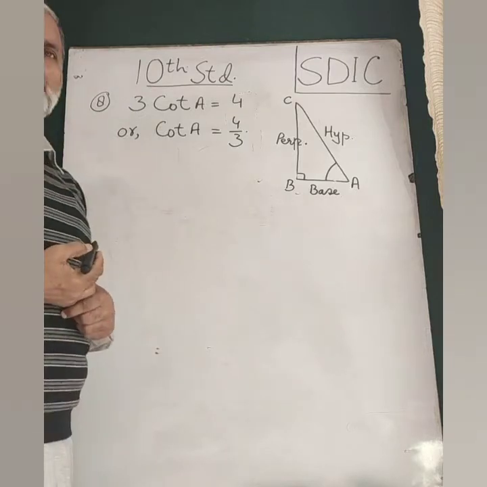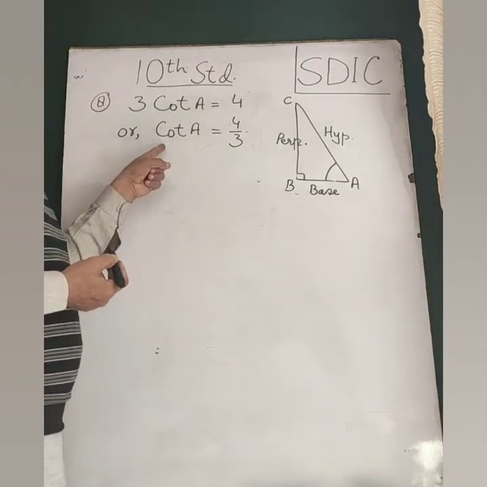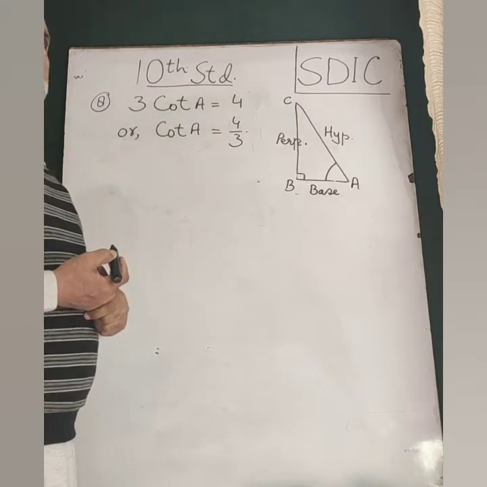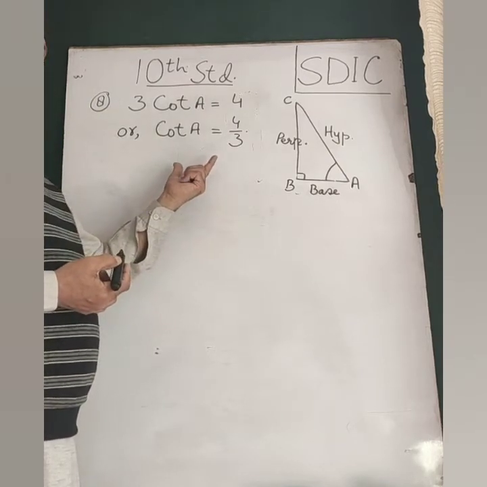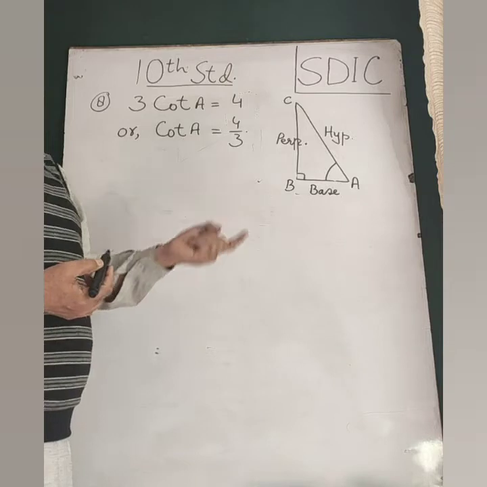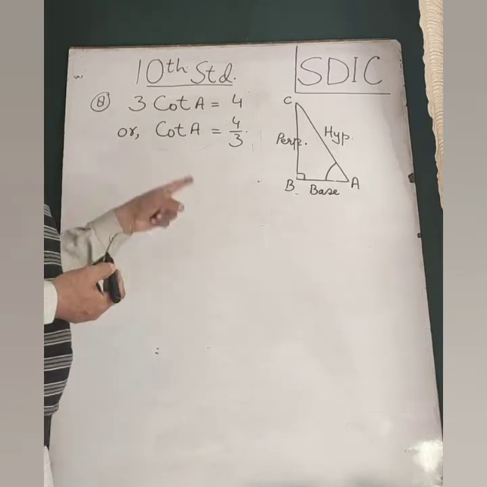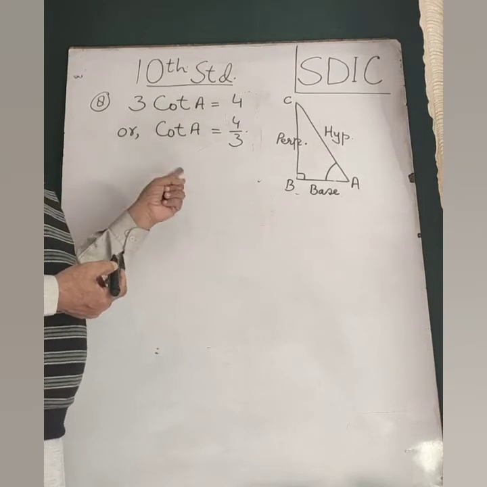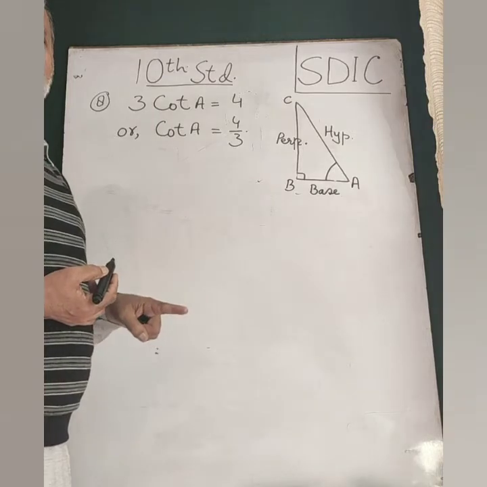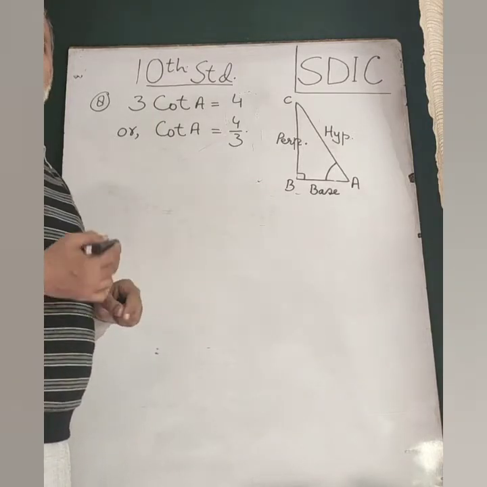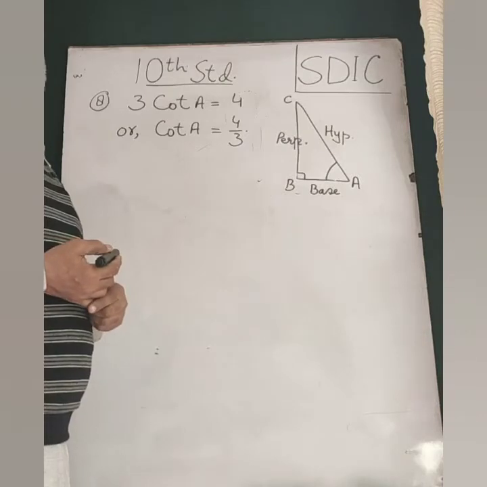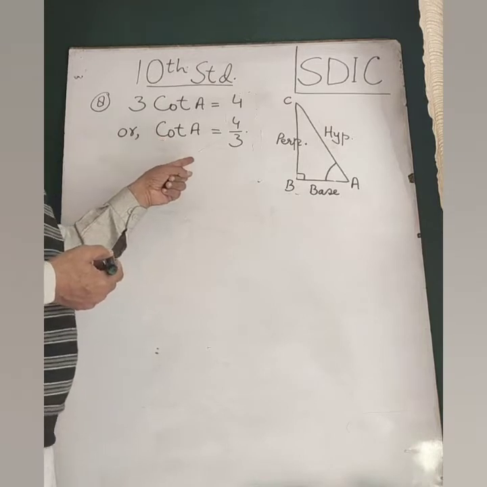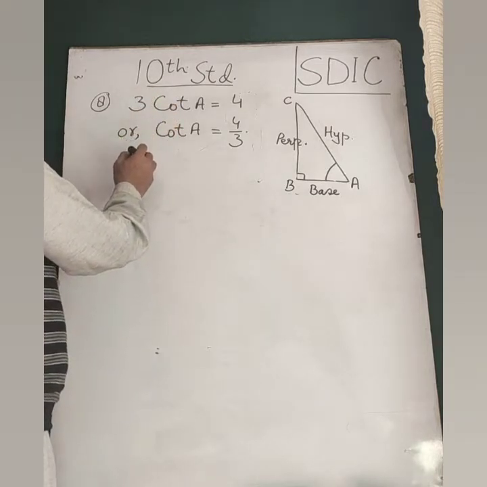It is now in the form of a ratio, 4 by 3. We have isolated it. 3 was multiplying cot A, that 3 we transposed. This is the form in which we use the definition. And by definition, as we discussed earlier, cot is the reciprocal of tan. Now, cot being the reciprocal of tan, we get the definition of cot from the definition of tan. Tan is perpendicular by base. What will be there for cot? It will be base by perpendicular, the reciprocal.